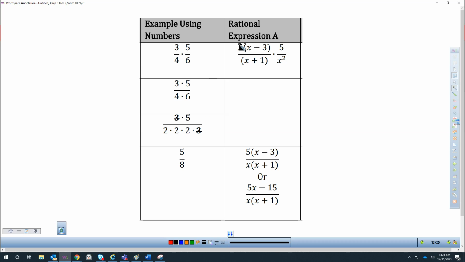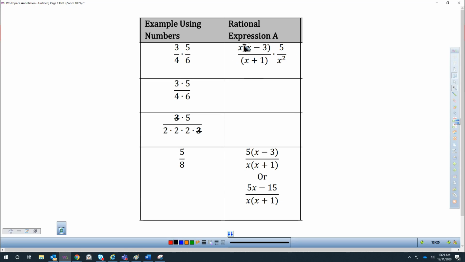So they want me to multiply these two rational expressions together, x times x minus 3 over x plus 1 times 5 over x squared. Now I see that over here with rational numbers, I'm given 3 over 4 times 5 over 6. And in the next step, I have 3 times 5 over 4 times 6. So I see that the numerators have been multiplied and the denominators have been multiplied. And that gives us this single fraction right here.